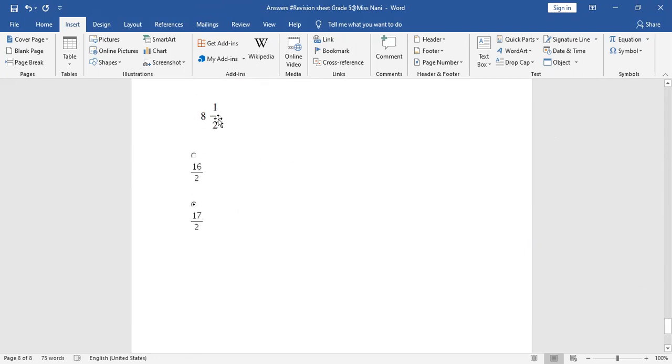8 and 1/2. It will be what? We will multiply the whole number by the denominator plus the numerator. So 8 multiplied by 2 is 16, plus 1 is 17, and the denominator stays as it is.